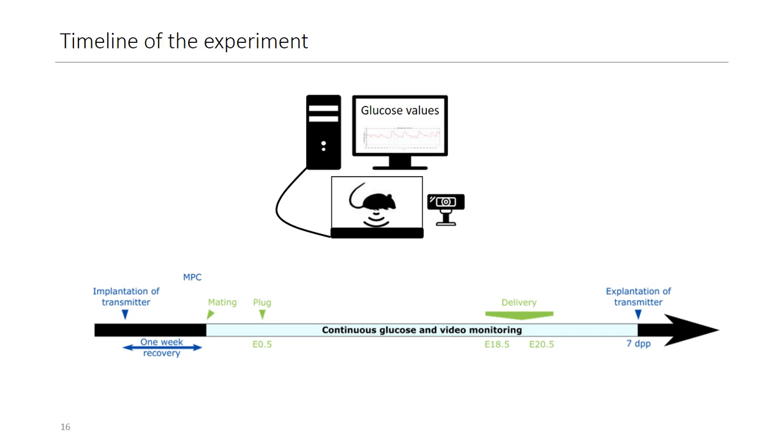During the full pregnancy, we monitor with continuous glucose monitoring, but we also placed a camera next to the cage, to which I will come later. And then up until 1 week after pregnancy, we keep on monitoring. At the end, we explant the transmitters and we check whether the transmitters were implanted in the correct position. To test the glucose tolerance, we performed 4 glucose tolerance tests, one before pregnancy, two during pregnancy, and one after delivery.